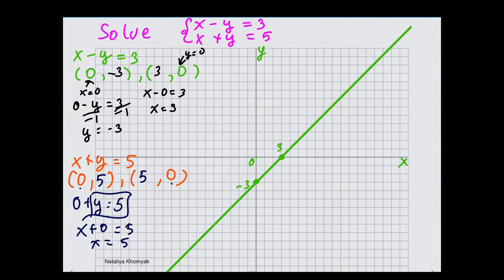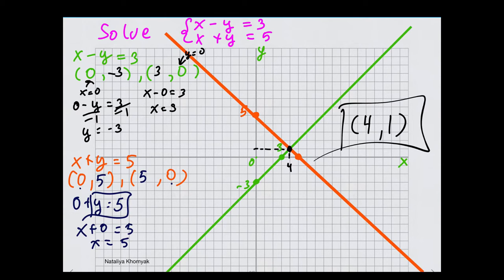We have two points, (0, 5) and (5, 0). So here we go. When x is 0, y is 5. And the other one, when x is 5, y is 0. Once you have both lines graphed, the point of intersection is your solution, and it looks like x is equal to 4 and y is equal to 1. That is our answer.